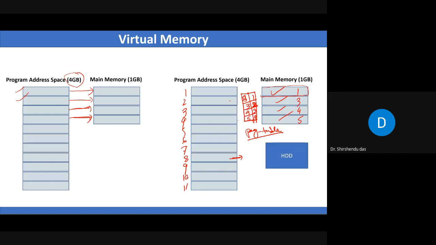So maybe you have a very large number of virtual addresses, and you have only a limited number of main memory physical addresses, but it is not required that all the pages will be in main memory at a time. So at this moment only 8, 3, 4 and 5 are in main memory, right? Other pages are in HDD.